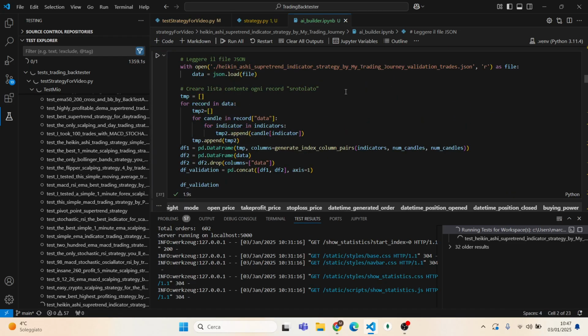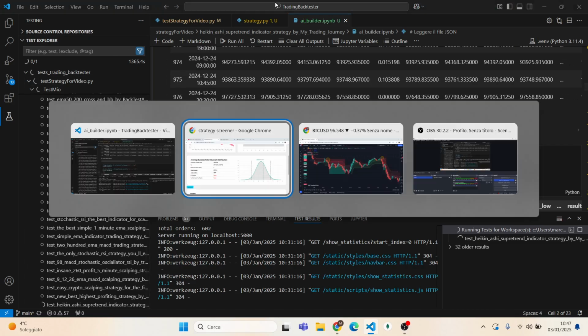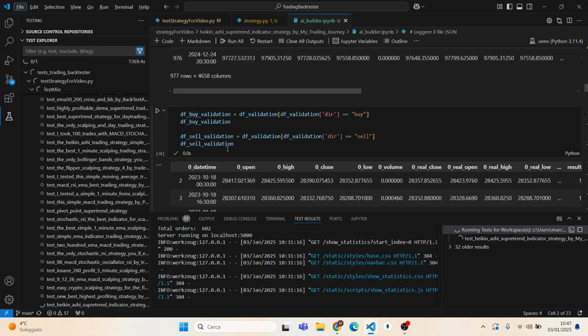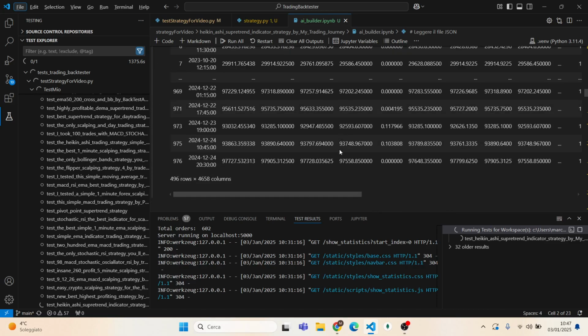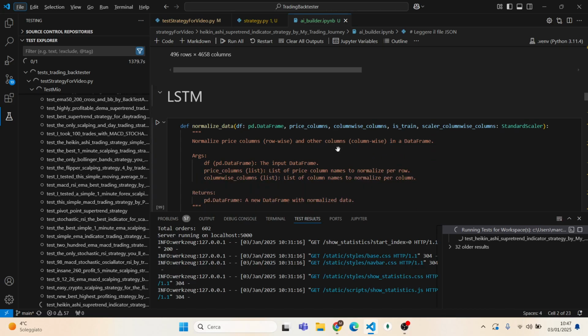Here I'm reading the validation dataset. So the validation dataset was this one, as you can see. And now I'm also splitting the validation dataset in buy and sell. Pretty easy. Now it's time to talk about the model I'm using.